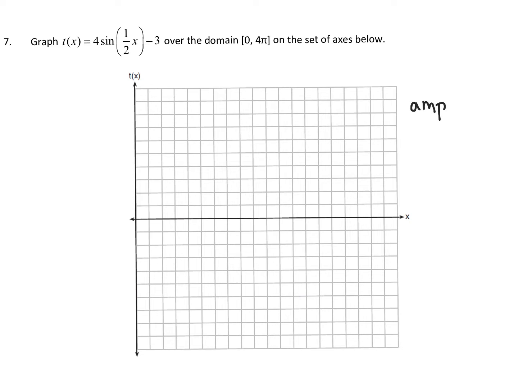Our amplitude is the number in front of the word sine, so that's going to be 4. The frequency is the number in front of the x, which is 1/2.